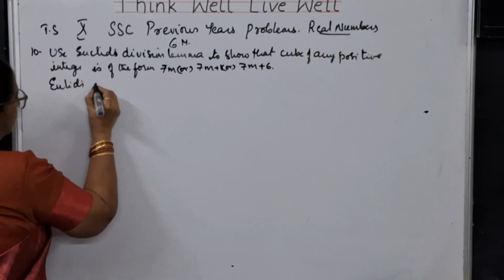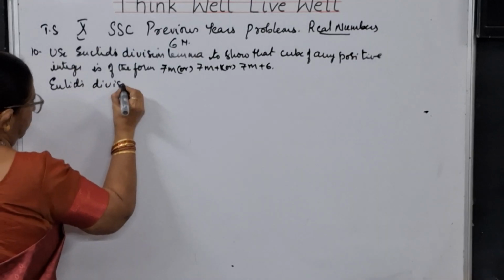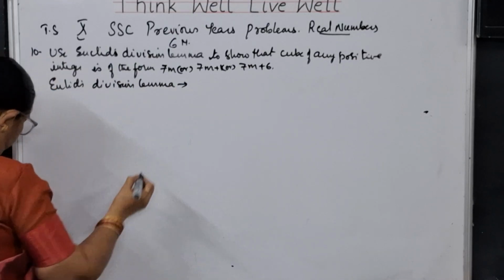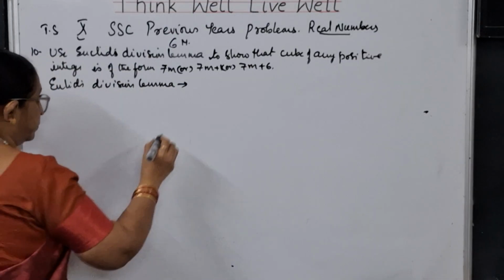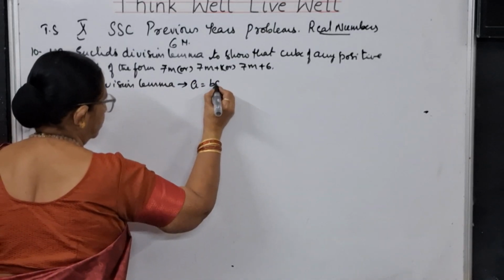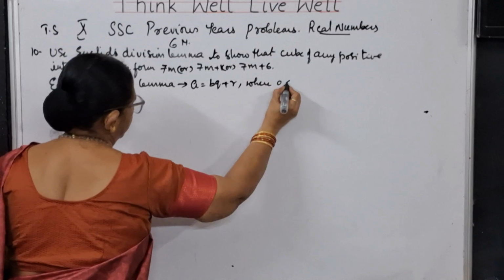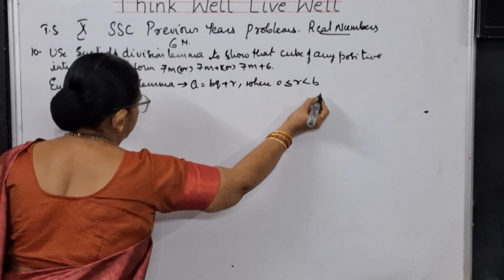So, what is Euclid's division lemma? It says that a is equal to bq plus r, where 0 is less than or equal to r, less than b.